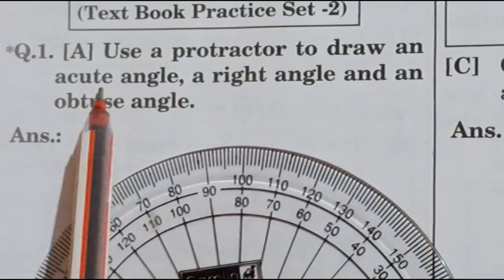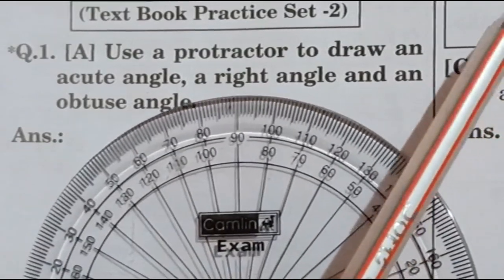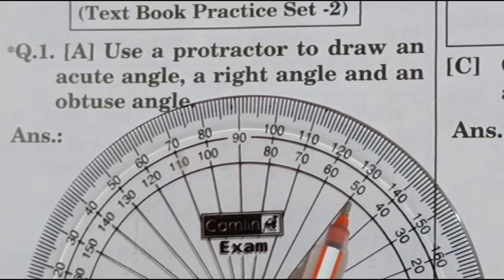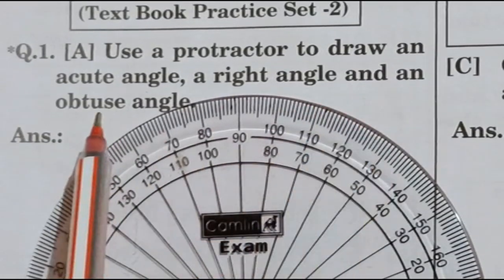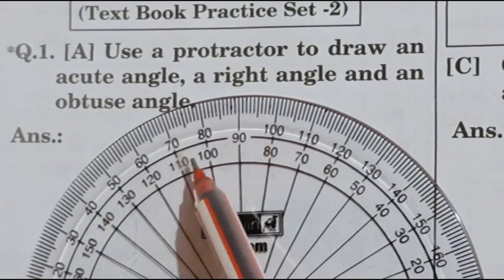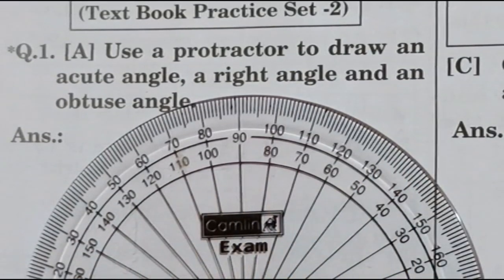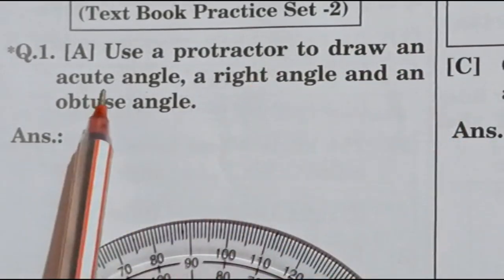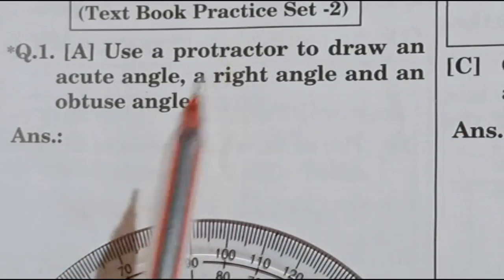You have to draw one acute angle that is less than 90 degree. Then a right angle, that is exactly 90 degree, and then an obtuse angle. Obtuse angle means more than 90 degree. So with the help of the protractor, you are going to draw these three angles, that is acute angle, right angle and an obtuse angle. Okay, so this question is homework for you all.